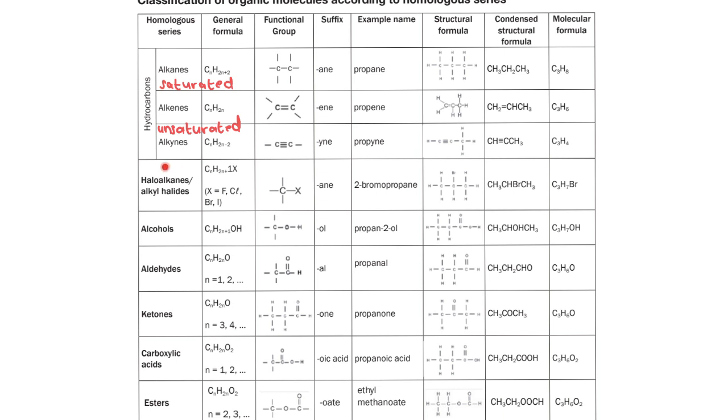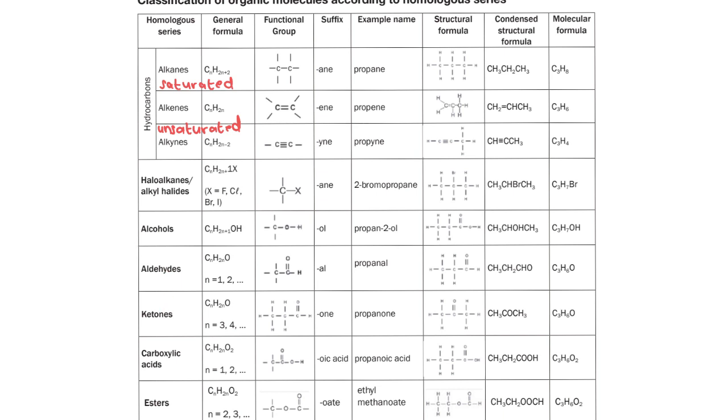Now the haloalkanes, as the name suggests, it's like an alkane, but it also has one or more halogens in the chain. So normally we represent the halogens with an X. So it's also just single bonds, and then somewhere along the chain we have a halogen. Then we have the alcohols. The alcohols have an OH group somewhere in the chain. That's their functional group.